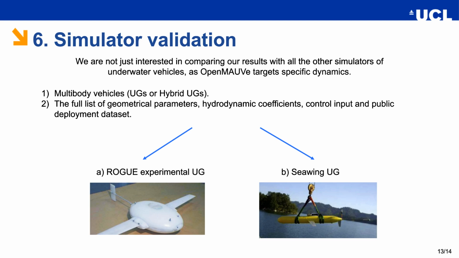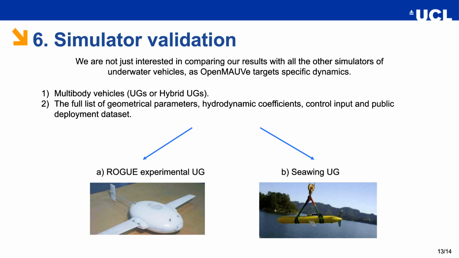We especially found a substantial difficulty in finding publications and open source datasets which cover the full list of geometrical parameters, including the value of all the masses, their relative positions with respect to the center of the body fixed frame, the full list of the hydrodynamic coefficients, the data of a full deployment encompassing also the control input for all the actuators, and finally the ground truth data or the measured data for that deployment.